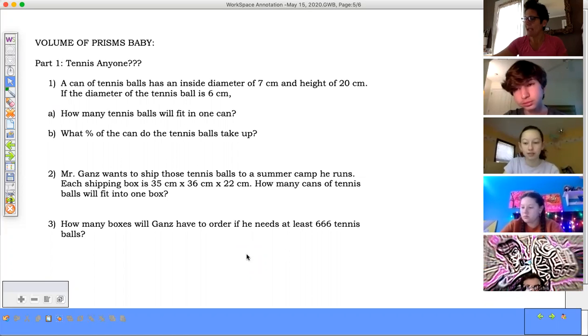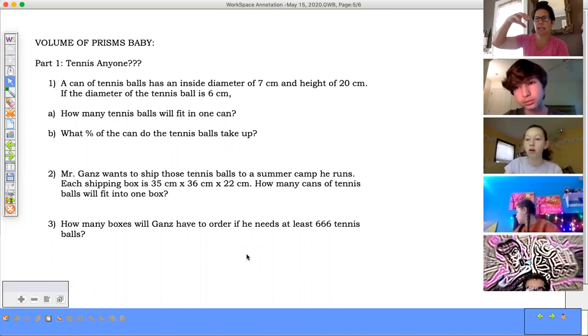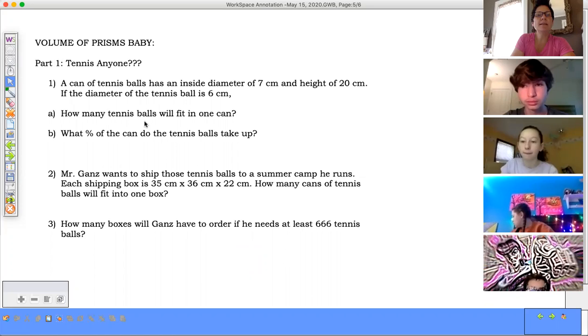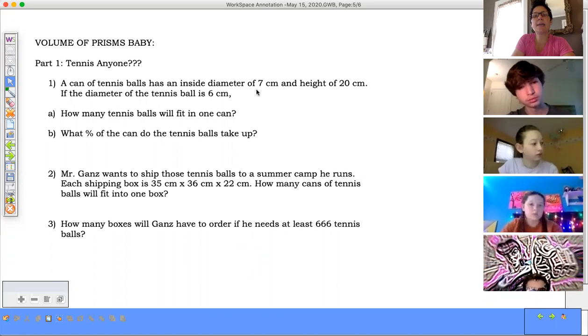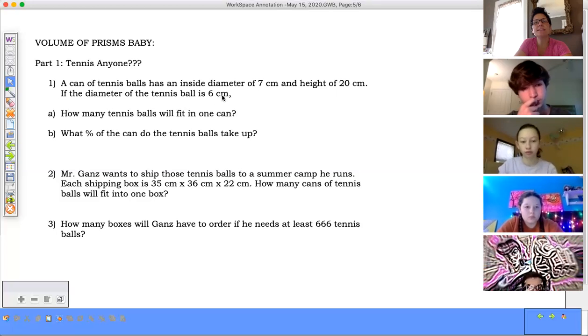All right, so tennis balls come in a can. You guys know what I'm talking about. Let's say that this particular can has an inside diameter of 7 centimeters and a height of 20 centimeters, which means the can is in what shape, my friends? Cylinder. It's in the shape of a cylinder. And then it says the diameter of a tennis ball is 6 centimeters. We want to know how many tennis balls can we fit into one can. That's the first thing we're trying to figure out, okay?